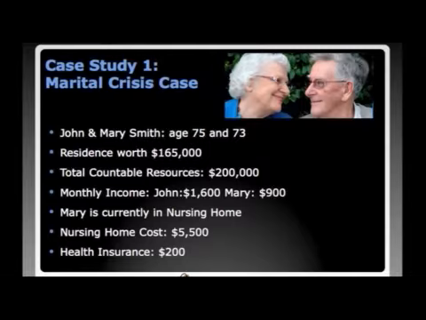Let me get something clear though. When we say total countable resources, we're including the house? No, the house is exempt. Okay, good. So it's $200,000 in addition to the house. And their monthly income, John's is about $1,600, and Mary's is about $900. Okay, so we've got that.